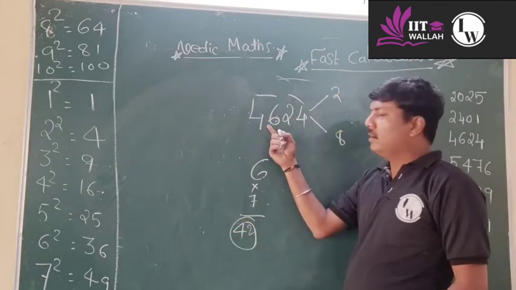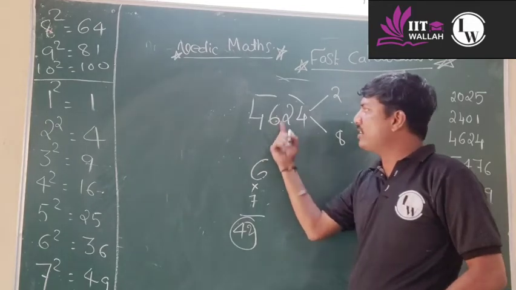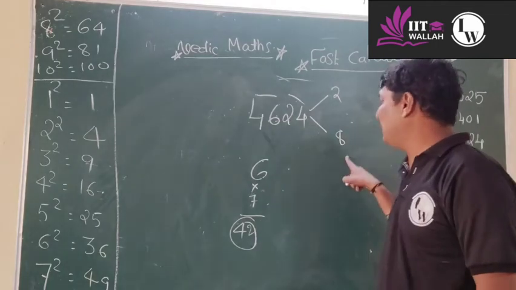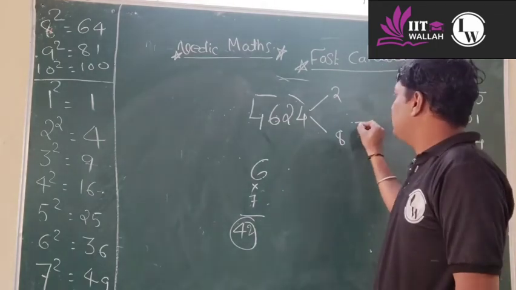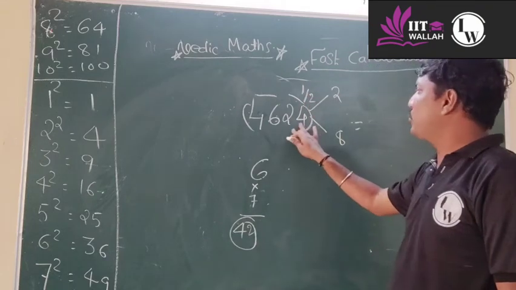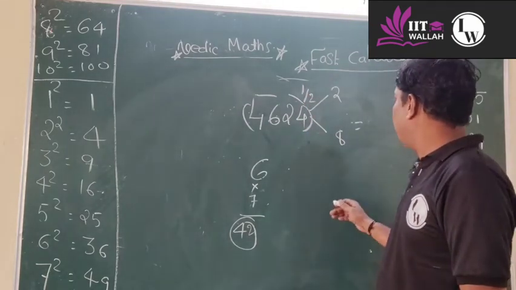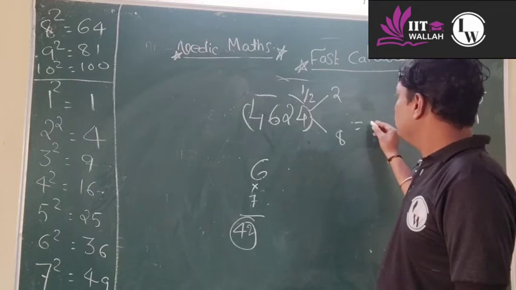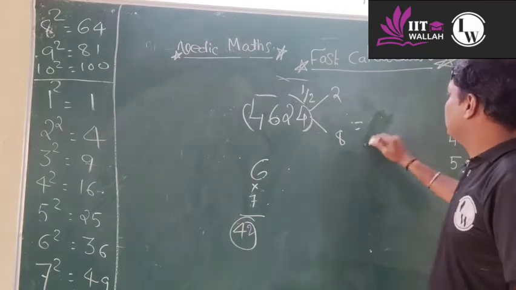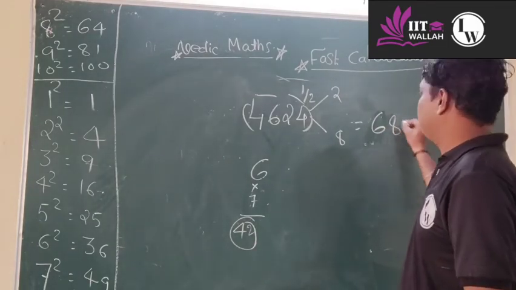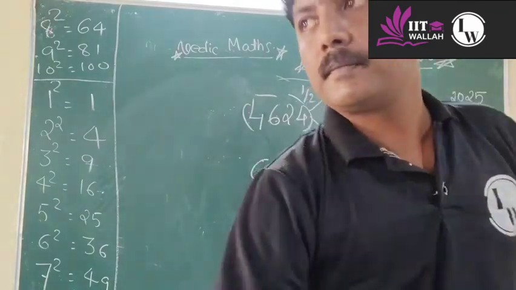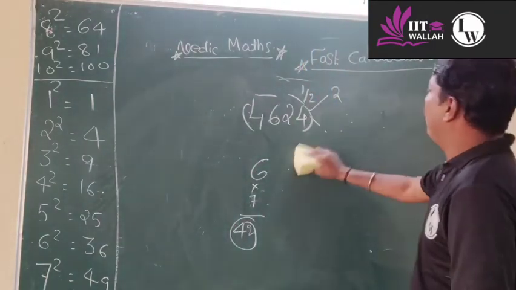See, our first group is 46. 46 is greater than 42. So we will go for the greater option. That means the square root of 4624 is nothing but 68. Got it? Understood? Yeah.